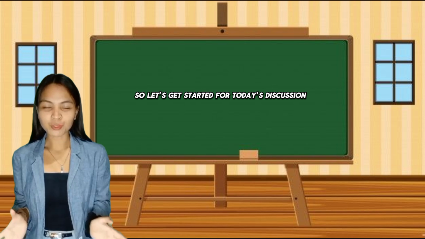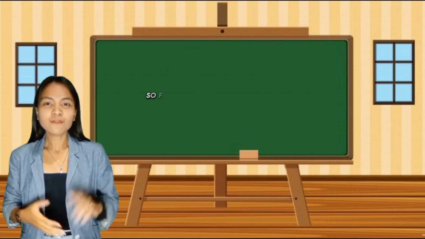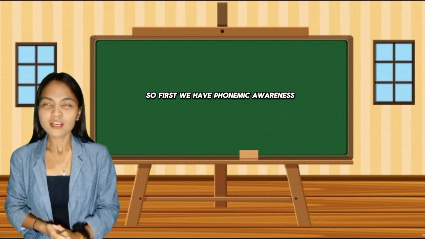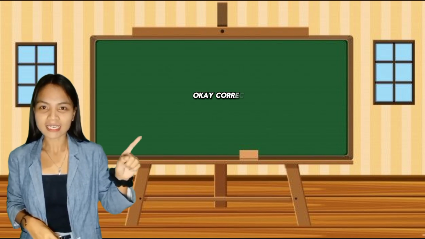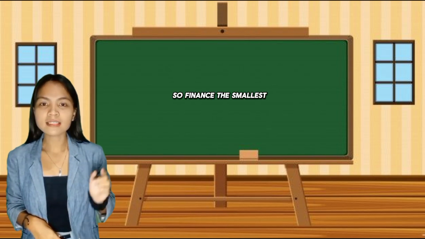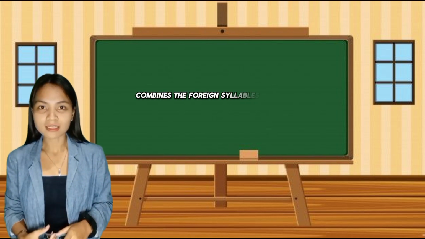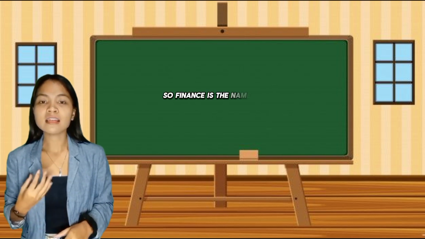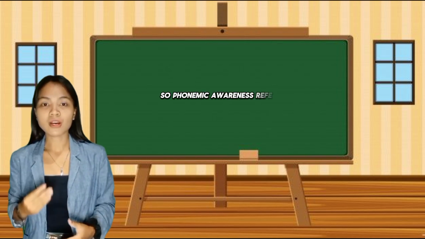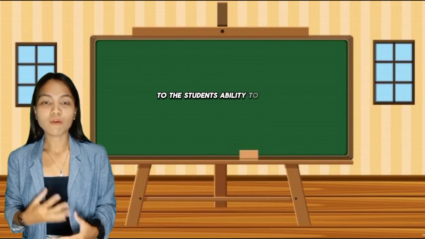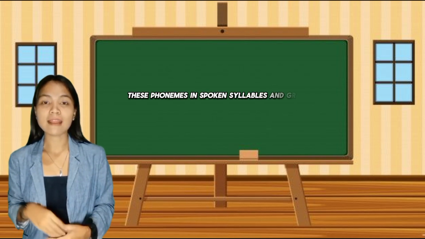For today's discussion, we're going to discuss the aspects of reading. First, we have phonemic awareness. Phonemes, the smallest units making up spoken language, combine to form syllables and words. Phonemes is the name of the smallest units of sound. Phonemic awareness refers to the student's ability to focus and manipulate these phonemes in spoken syllables and words.